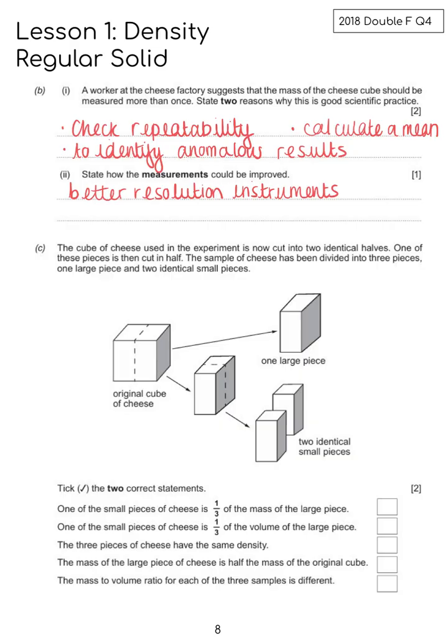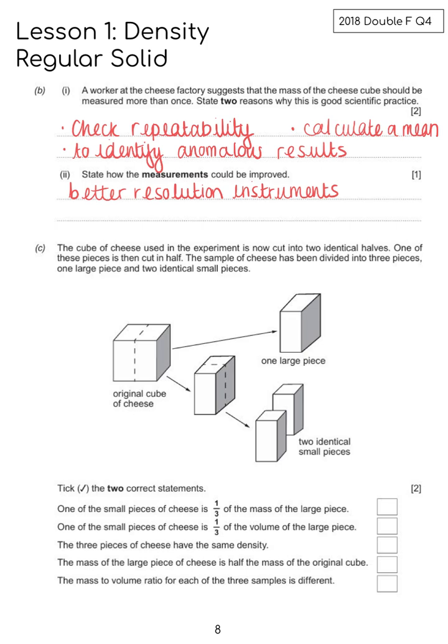Part B says a worker at the cheese factory suggests the mass of the cheese cube should be measured more than once and why is this good scientific practice. So you've got 3 options to get your 2 marks. 1 is to check the repeatability, 2 to calculate a mean, or 3 to identify any anomalous results.